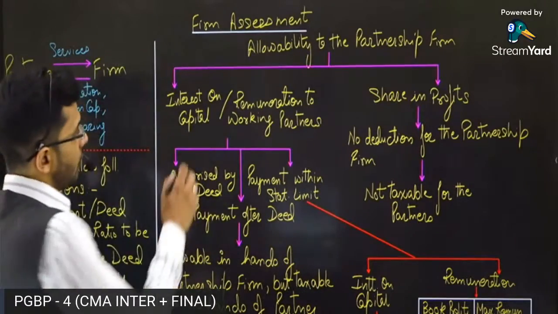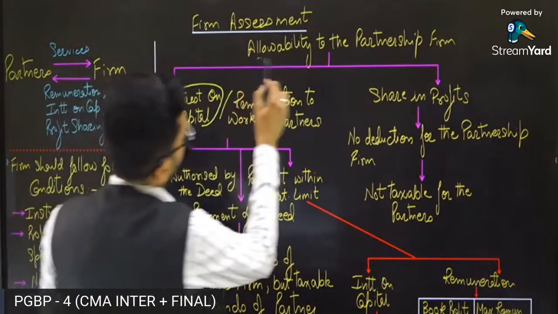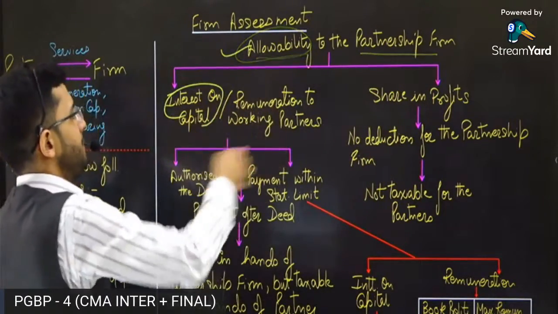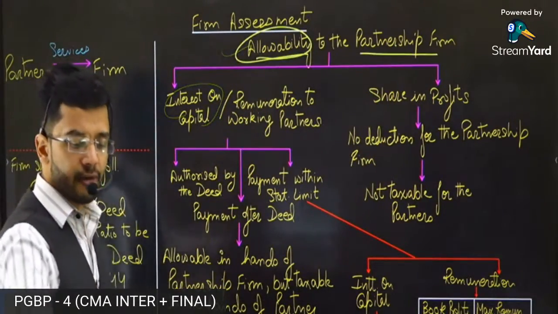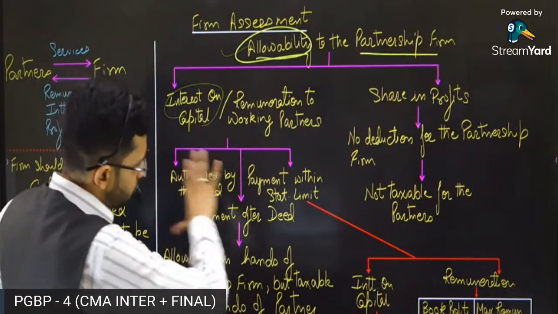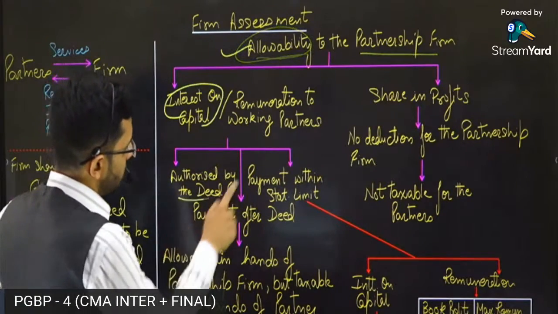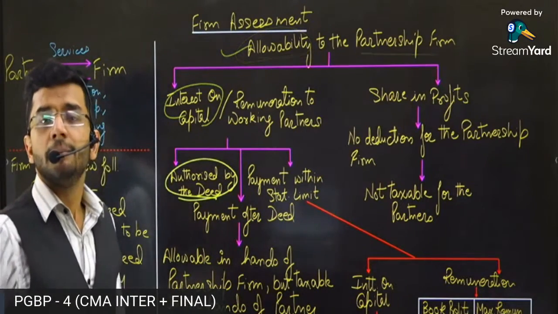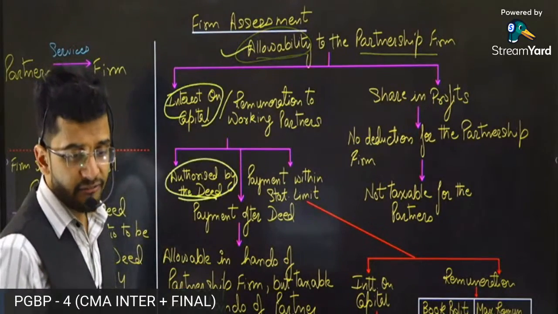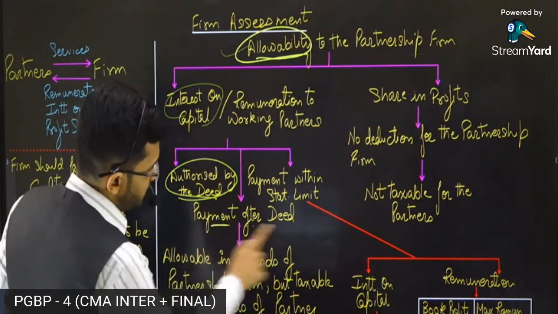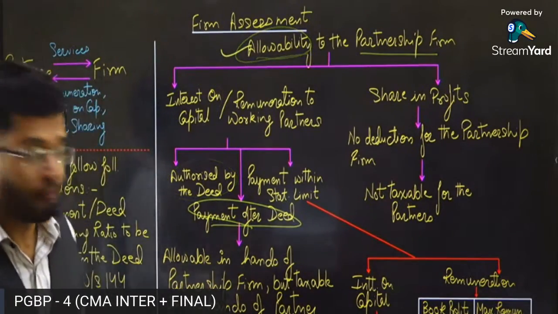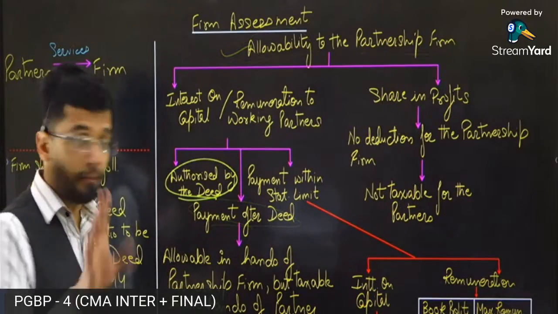Now if you want allowability for this expenditure in the partnership firm's books of accounts, you need to fulfill the following conditions. First, the interest on capital should be authorized by the partnership deed. Without authorization, you are not paying anything. That is the first condition. Then payment after the deed: the payment is made after the deed has been made and after the authorization is there in the deed. Only then payment is made.